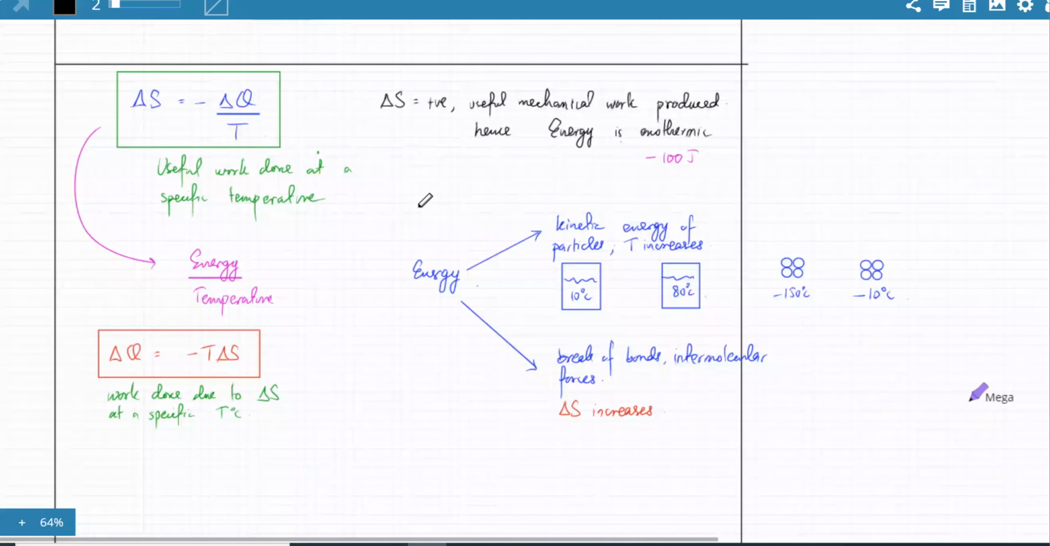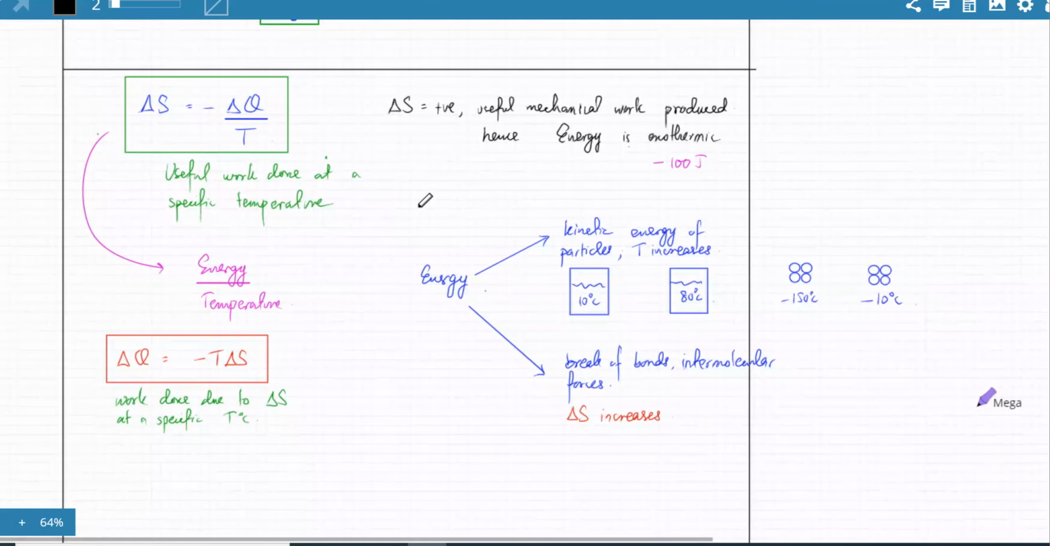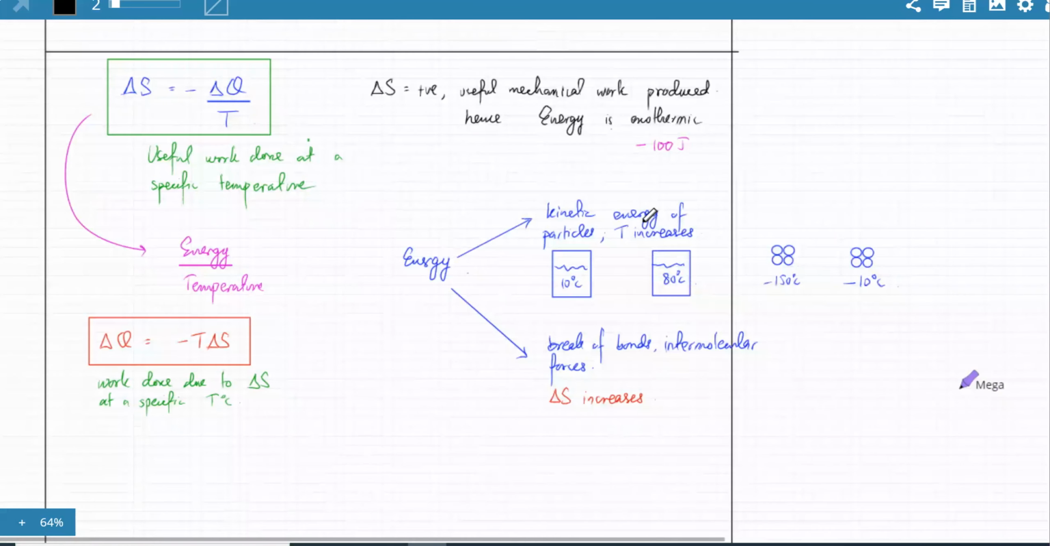And I explained to you this thing. I told you that when you give a system energy, two things happen: either the temperature increases, or the energy is being used to break bonds. And when the bonds are broken, that's when the entropy increases. So I told you that entropy change is basically the useful work that is produced at a specific temperature by the system. So, for example, if you take oxygen gas and you take it at a specific temperature, it's going to move the piston a bit, and whatever useful work that it's able to create, that would be its work done at a specific temperature.